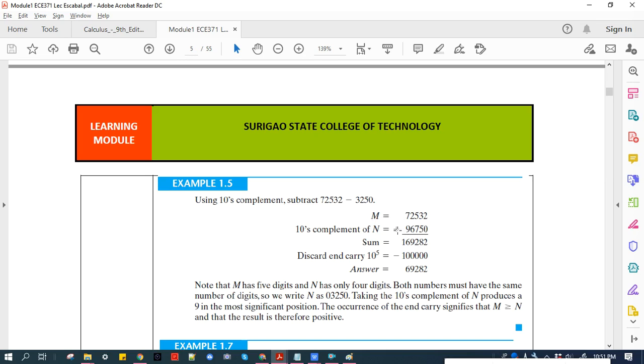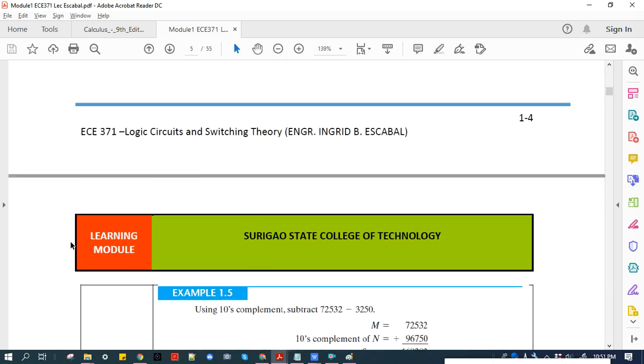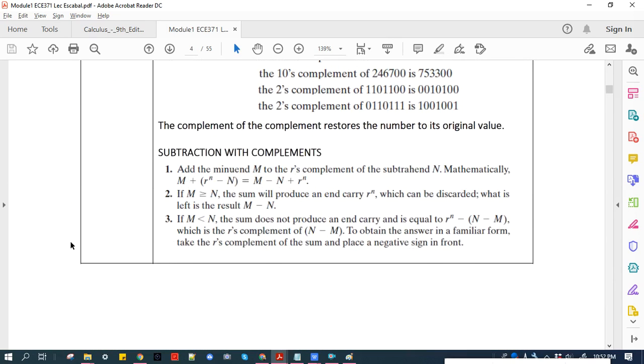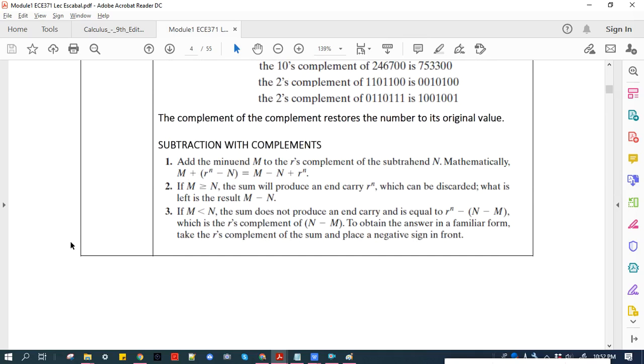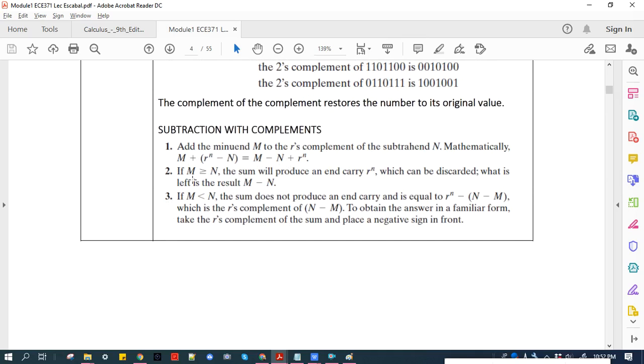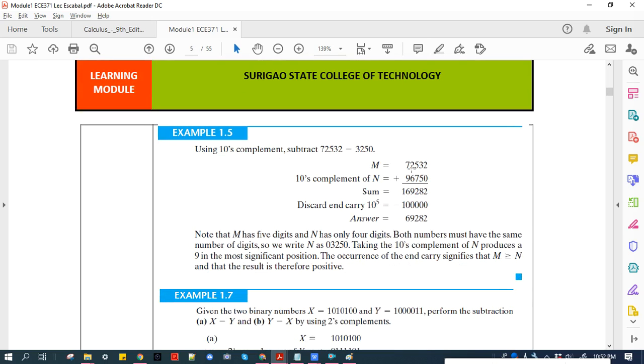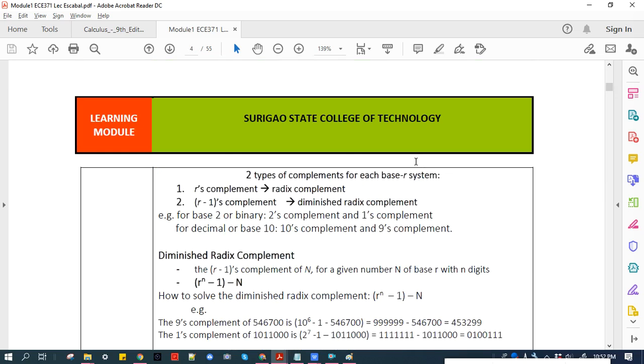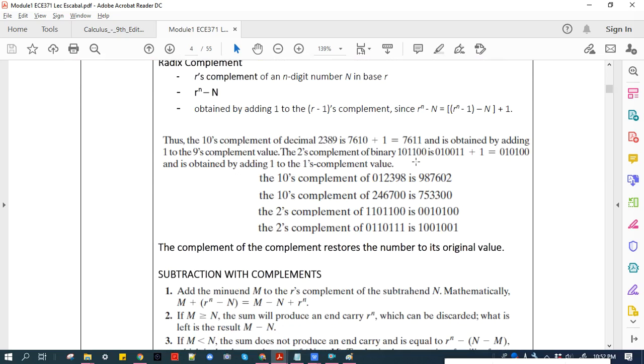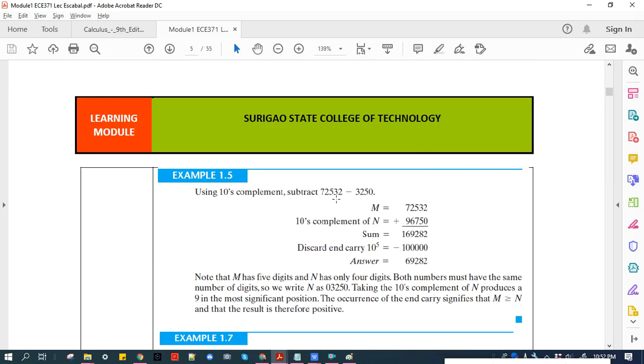So you add. After that, you add the tens complement to the minuend. The minuend is 72532 plus the tens complement. We have the sum.